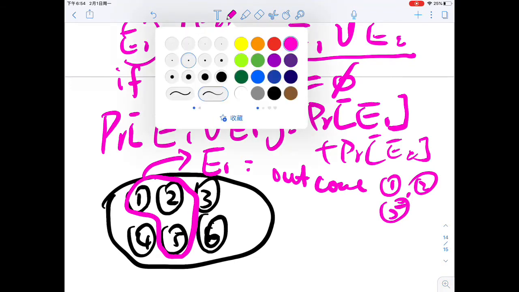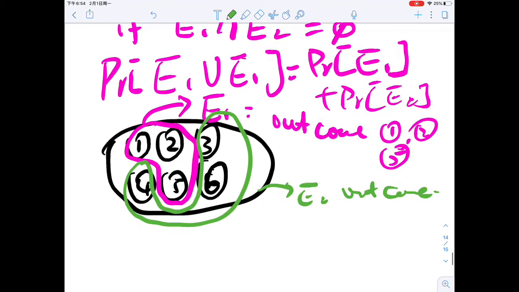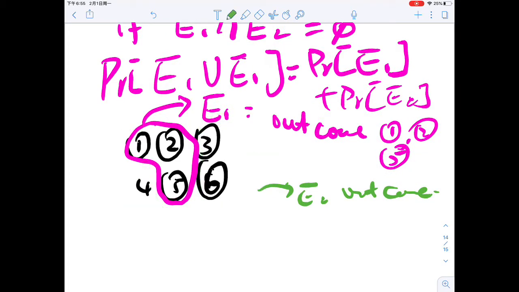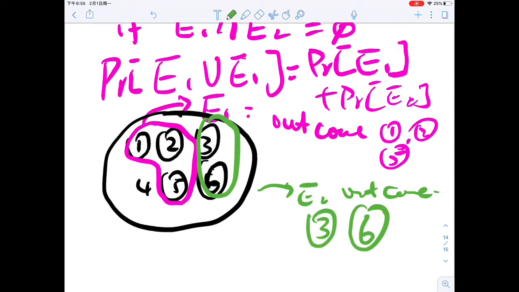So let's also call the rest of them the second event. So this is E2, the outcome of... let me erase that part, not include that, to make the example a bit more non-trivial. So let me define the green event as the outcome of 3 and 6.